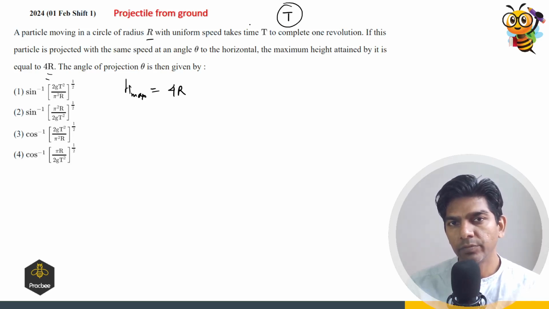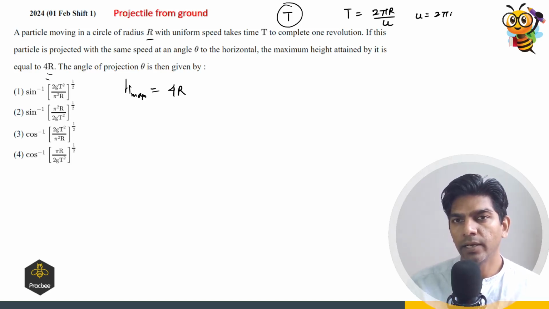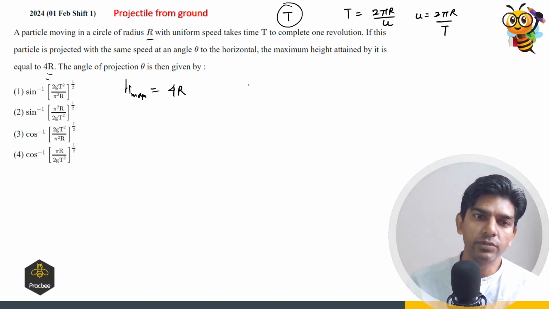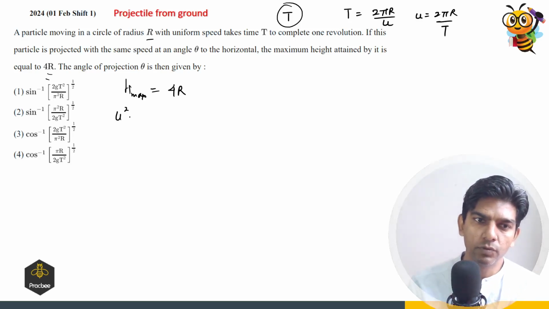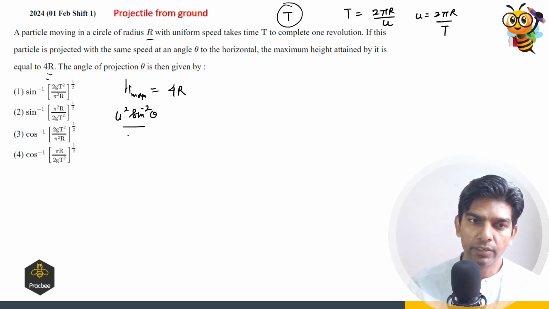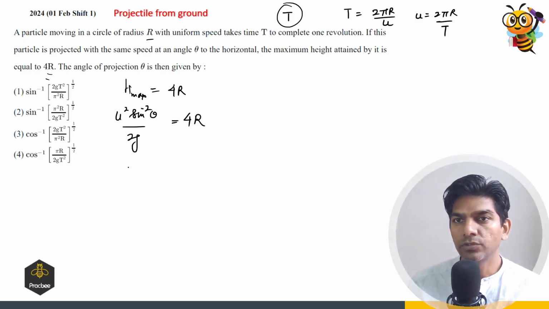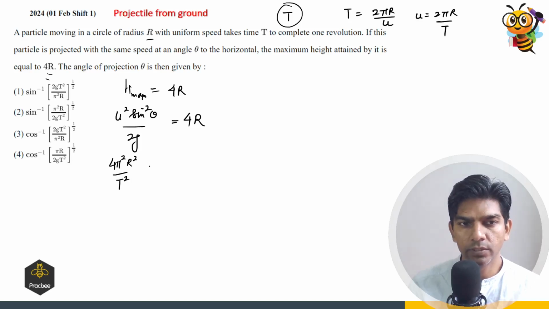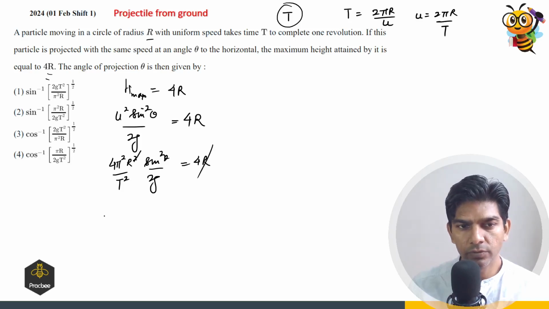So we have given time period for the circular motion. So time is distance upon speed. Distance will be 2 pi capital R upon u. So u will be 2 pi r by t. So this we have to use. So h max is u square sine square theta by 2g is equal to 4 times r, and u square can be written as 4 pi square r square by t square times sine square theta by 2g, that will be equal to 4r. So 1 r will get cancelled out.